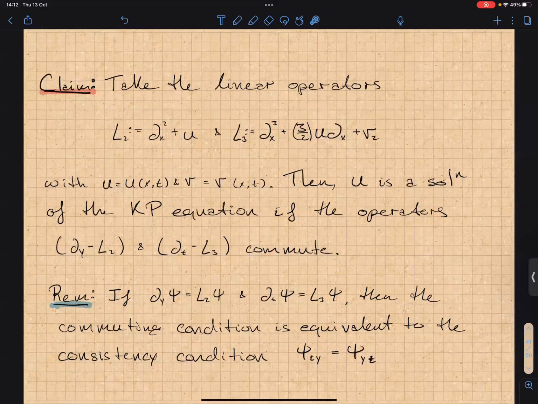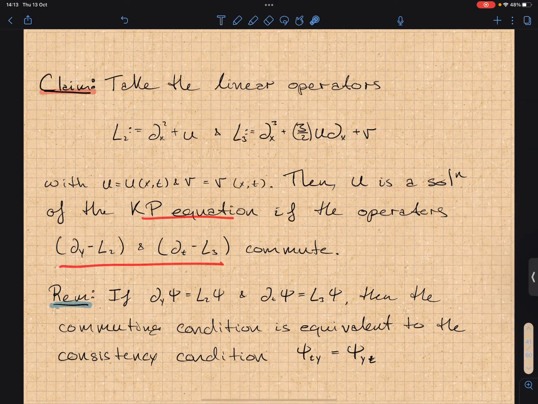And this is something that Pat was talking about at the end of the last meeting. The claim here is that if we have these two linear operators, L2, which is the second derivative with respect to x plus u, and L3, which is the third derivative plus u times dx times 3/2 plus v2, where u and v are functions of x and t, then u is going to be a solution of the KP equation if these two operators commute.